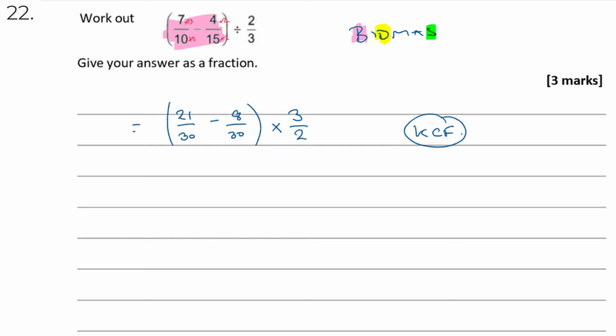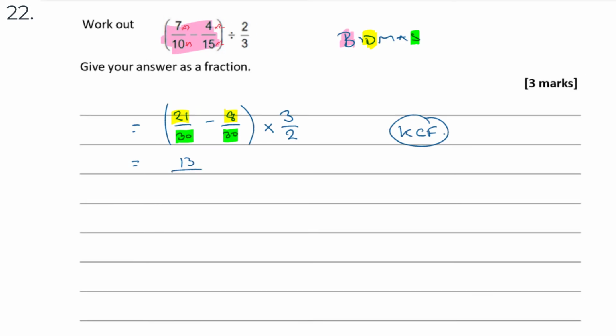Okay, now what? So let's do the subtraction in the bracket now. They're in the same denominator. So 21/30 minus 8/30. So I can just go ahead and subtract the numerators, can't I? And then keep the denominators the same. So 21 minus 8, that's 13. So 13 over 30 multiplied by 3 over 2.